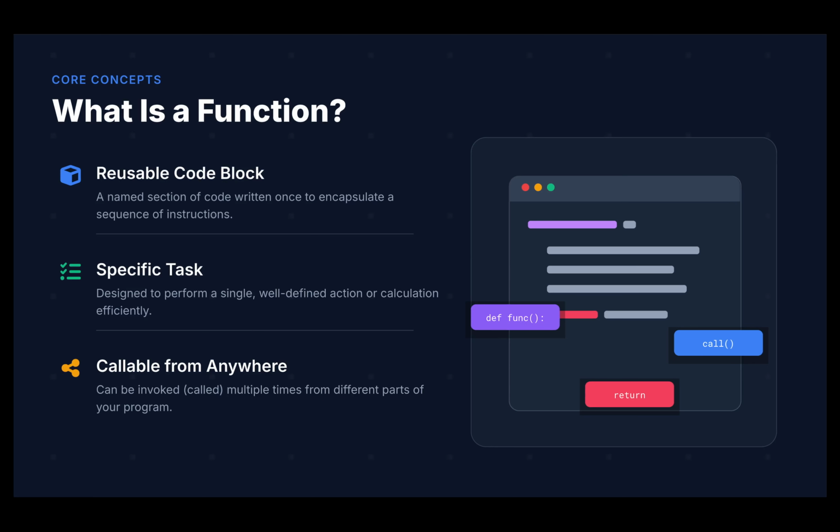Now, what is a function? Here is the definition. So, a function can be defined as a reusable code block that performs a specific task and can be called from different parts of the program. This is important because it highlights 3 core ideas at once: reusability, single-purpose design, and the ability to invoke the function whenever needed. A function is basically a named package of logic.